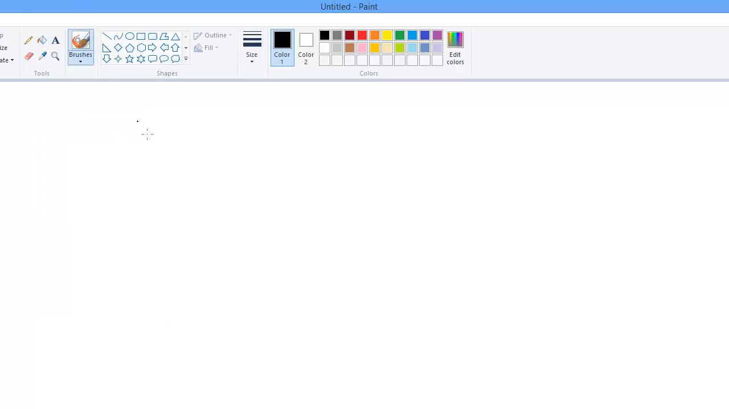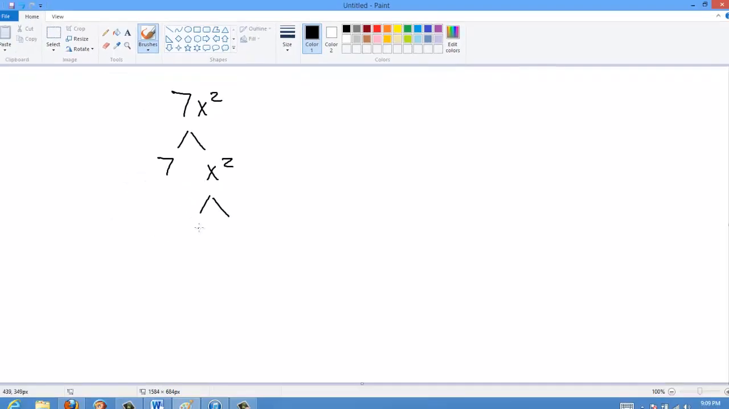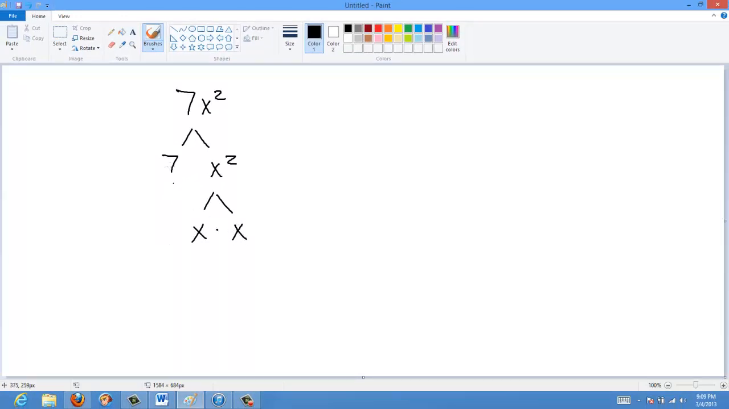Let's look at the most complex one I wrote there, 7x squared. And if you look at where that came from, 7 and x squared, and x squared came from x times x. And so really when we look at this, it's 7 times x times x, which is just 7x squared. So there's nothing you can really do with that. So you can't factor monomials. Okay, when it comes to binomials though, it gets a little bit more interesting.